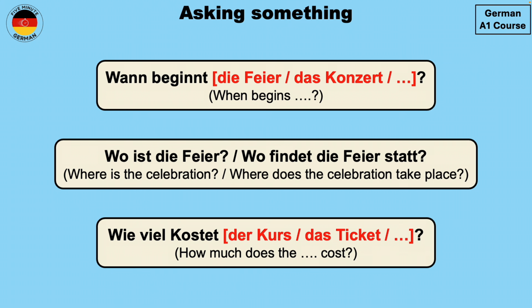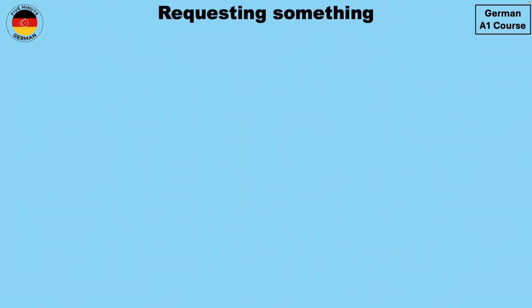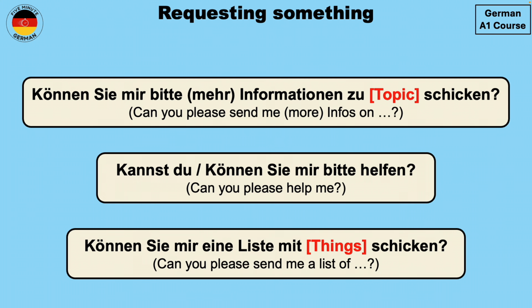Now, if you are requesting somebody something, then you can say Können Sie mir bitte mehr Informationen zu the topic schicken? Can you please send me more infos on the topic? Or you can say Kannst du or Können Sie mir bitte helfen? If you are asking or requesting for help, can you please help me? Or you can also say Können Sie mir eine Liste mit the things that you need schicken? Can you please send me a list of things? For example, restaurants in Frankfurt. So you can replace it with whatever is asked in the question. And schicken means to send.